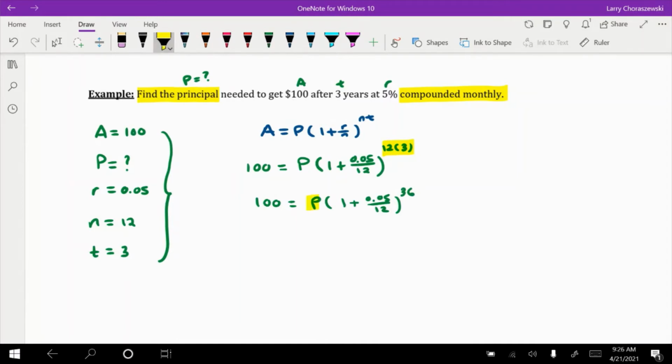And to get P isolated, first recognize that P is getting multiplied to that exponential expression. So what we could do to isolate P is actually divide both sides of the equation by that entire expression.